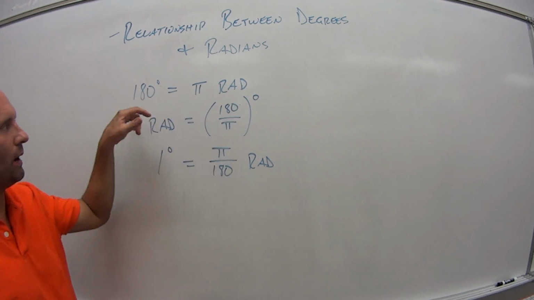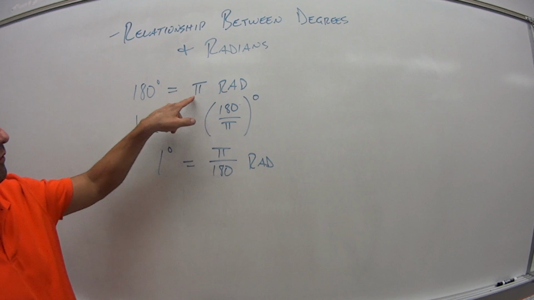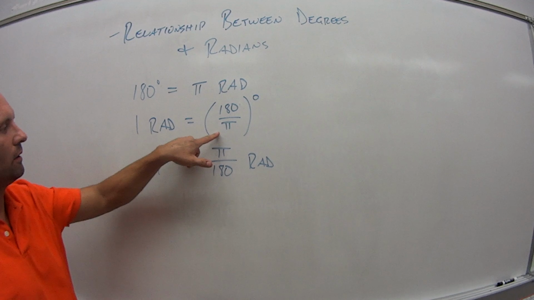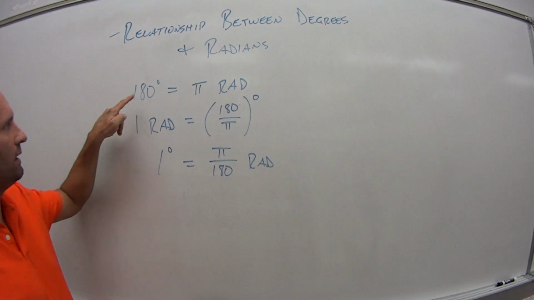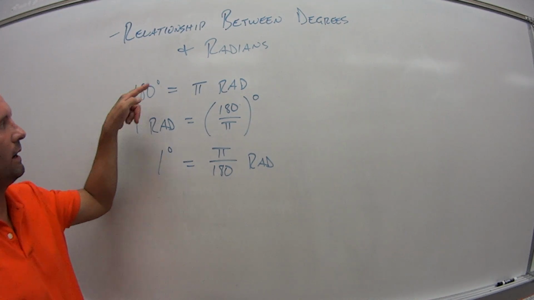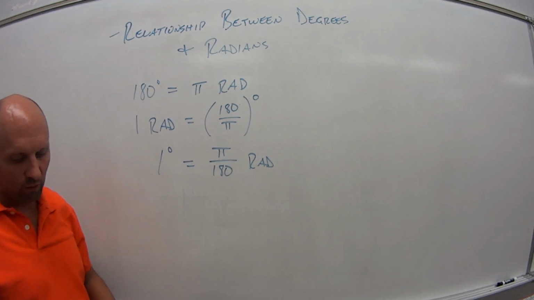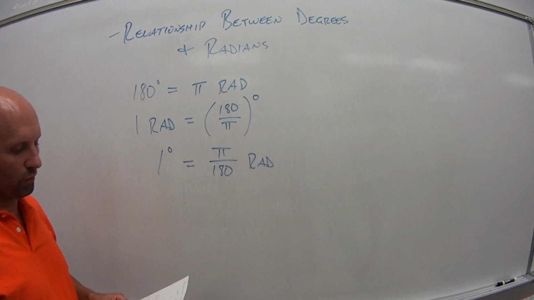You can just do algebra. If we want to know 1 radian, well, we'd have to divide both sides by pi, and that gets us the second one. Or if we wanted to know 1 degree, we'd have to divide the left side by 180, which means we have to divide the right side by 180, and that'll give us both of those measurements.